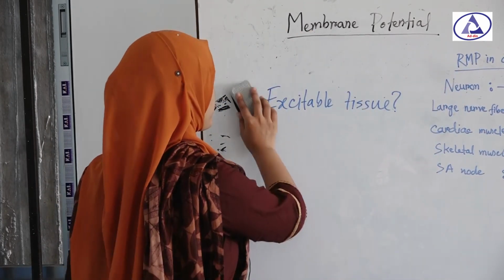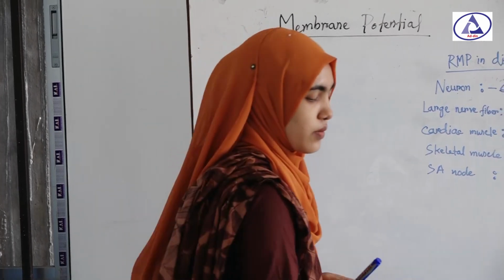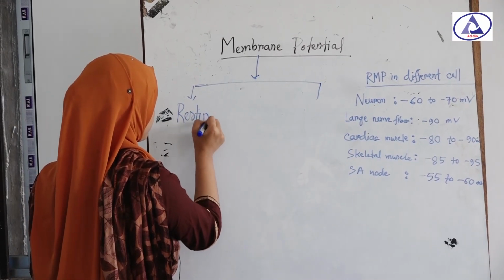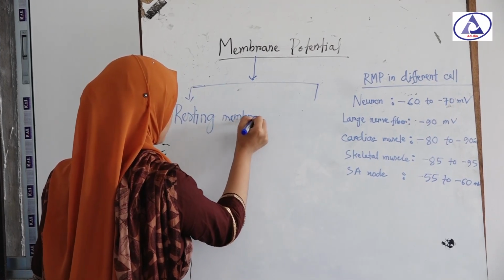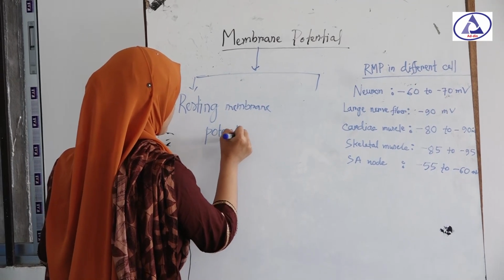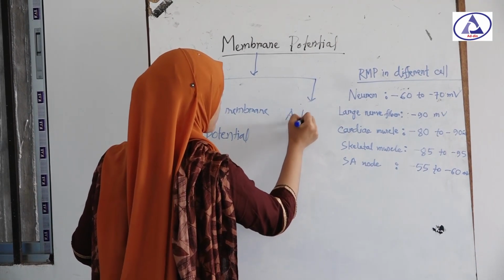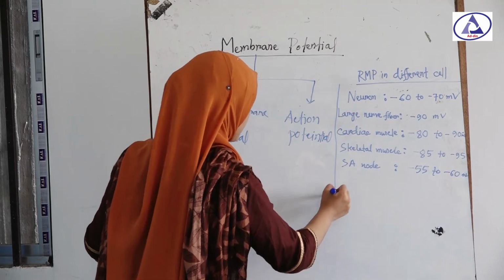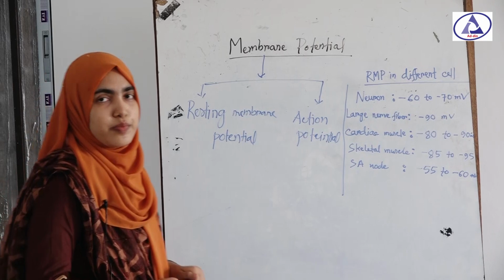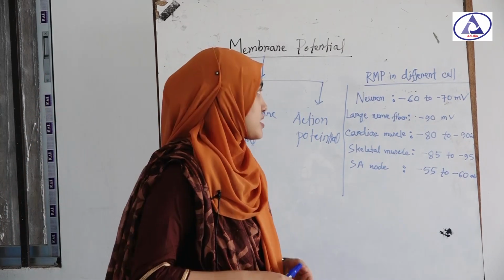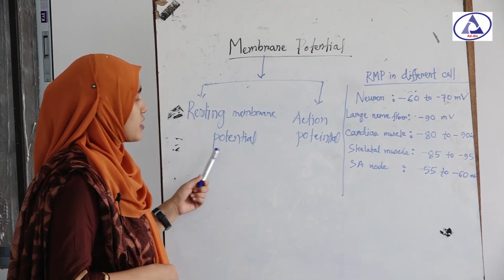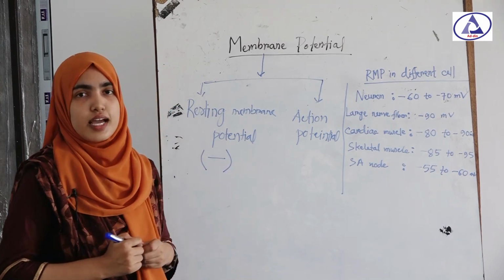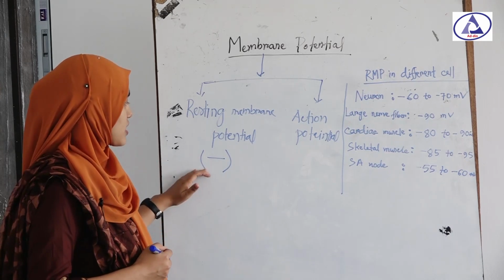Now, the membrane potential has two conditions. One is resting membrane potential. Another is action potential. Okay. What is resting membrane potential? The membrane potential at resting stage is called resting membrane potential. This is expressed as negative. Why is it expressed as negative? Because inside of our cell is negative. Inside of our cell is negatively charged.